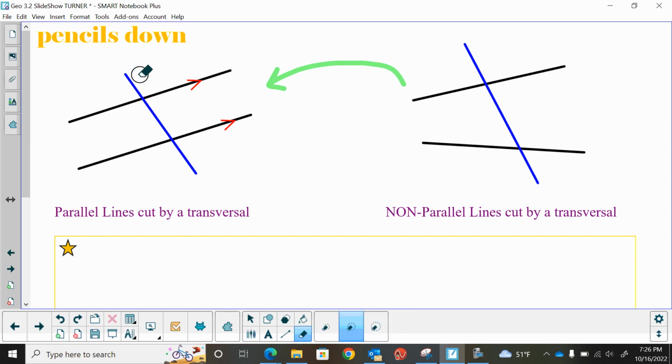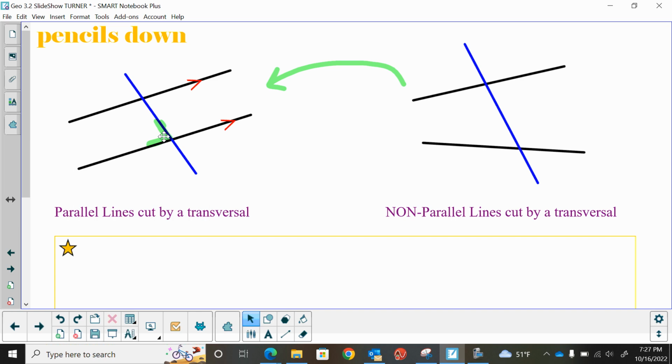Again, let me try to highlight that. If we look at any one of these angles over here, let's look at this one on this side, right? If I take that angle and move it up the transversal, notice it's going to fit exactly in that same spot up there, which is the corresponding angle. So if it's the exact same angle, then they are congruent, okay?